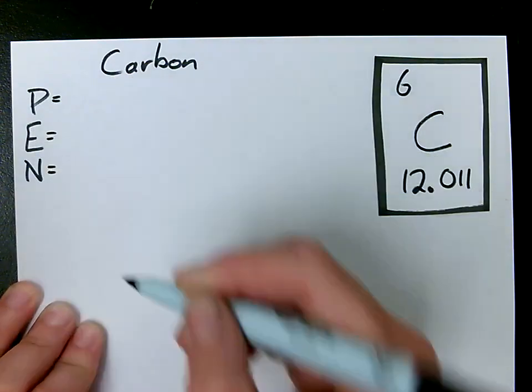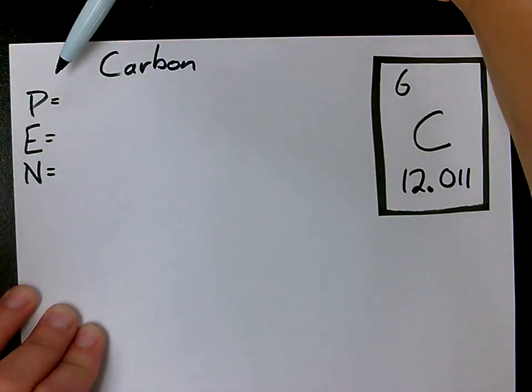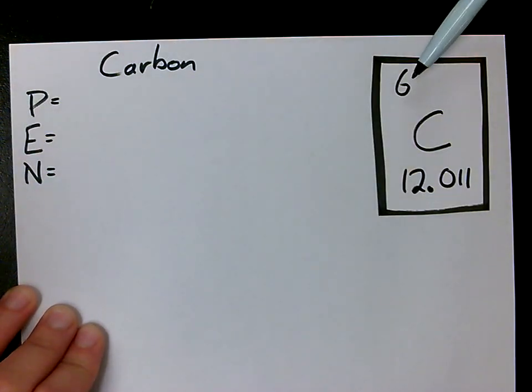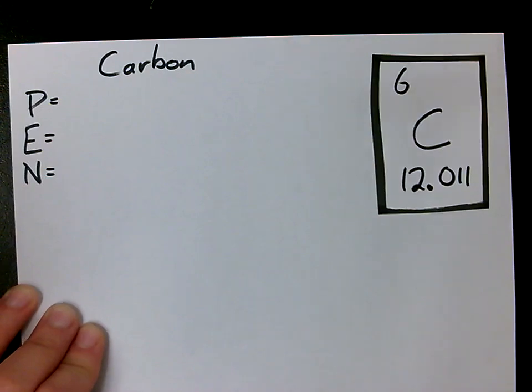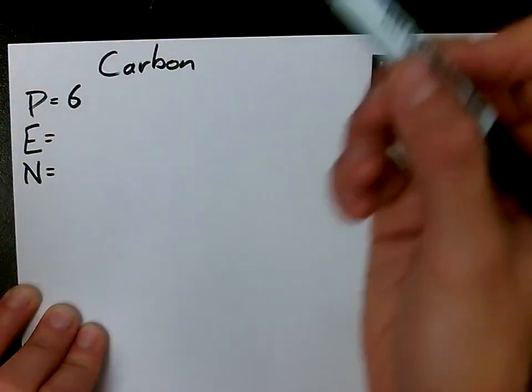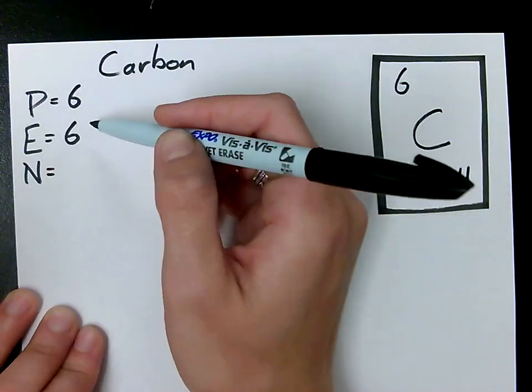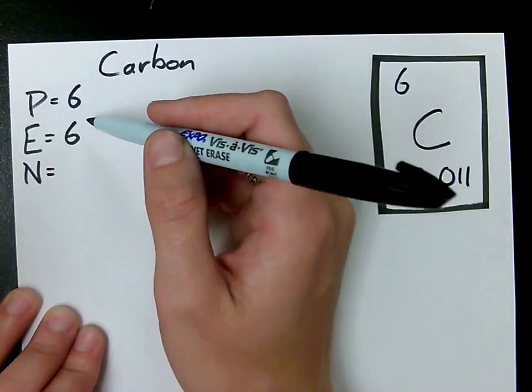Proton, electron, neutron. Our number of protons is our atomic number, remember? So our atomic number is 6. We have 6 protons. For right now, our electrons will always equal our protons. So we have 6 electrons. If these two numbers aren't the same, you're doing something wrong. Make sure those two numbers are the same.